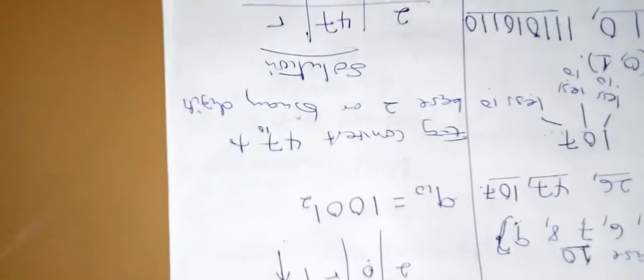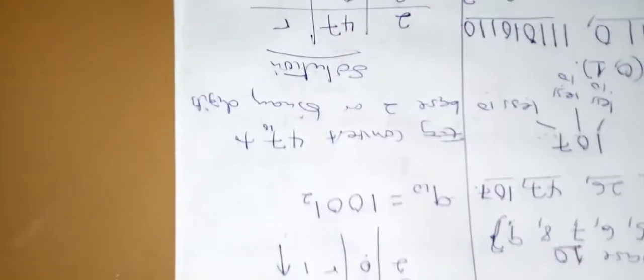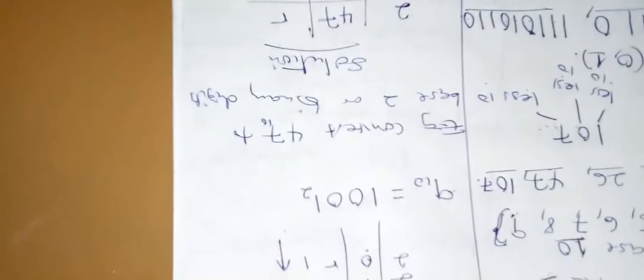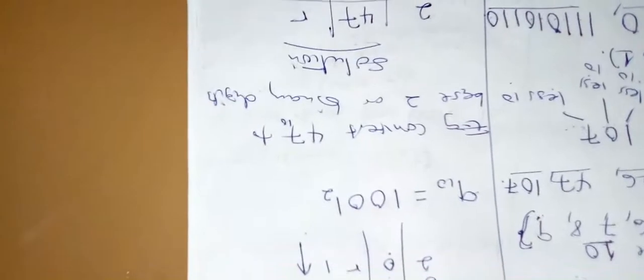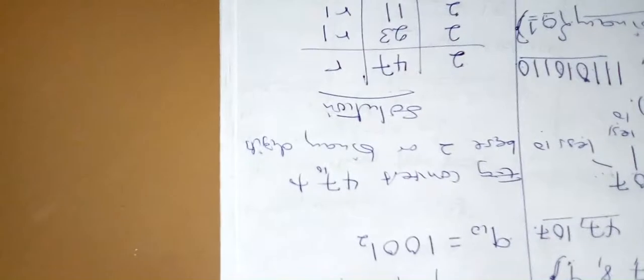So I'll ask myself, how many times can 2 go into 47? My answer will be 23, remainder 1. How many times can 2 go into 23? My answer will be 11, remainder 1. How many times can 2 go into 11? I will get 5, remainder 1. How many times can 2 go into 5? I will get 2, remainder 1. How many times can 2 go into 2? I will get 1, remainder 0. How many times can 2 go into 1? I will get 0, remainder 1.